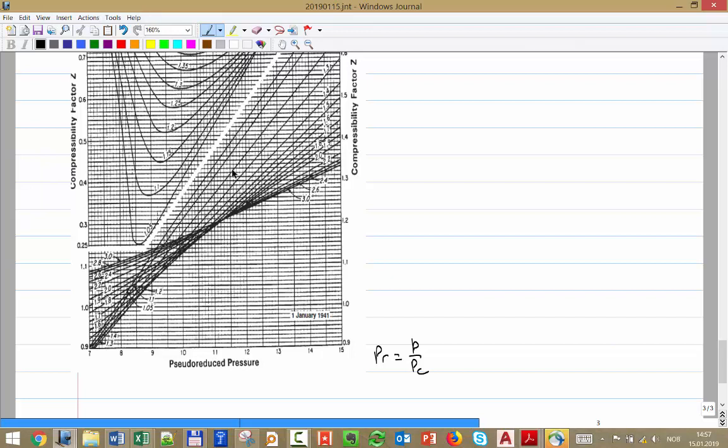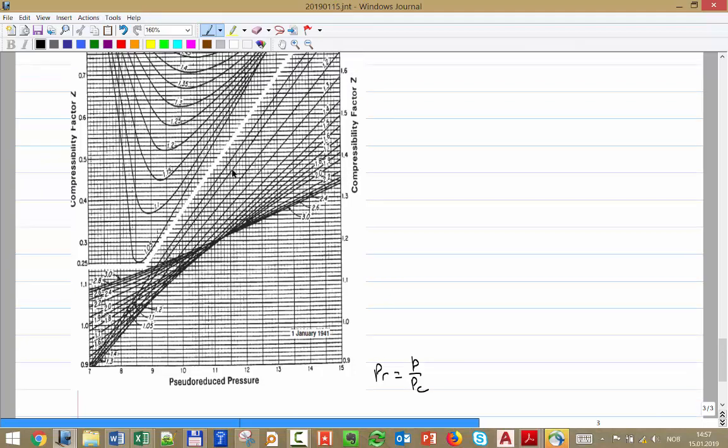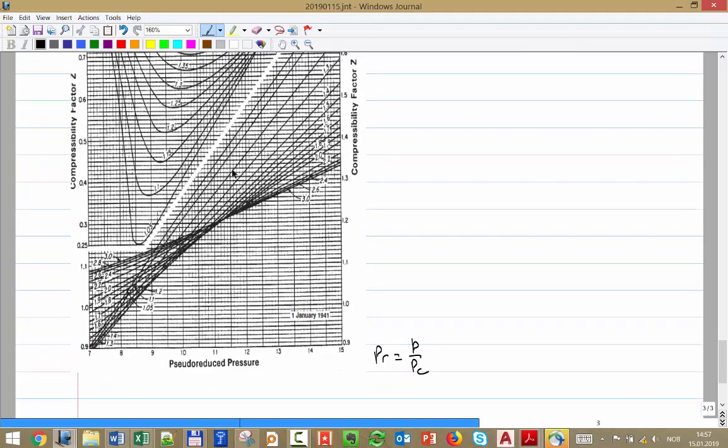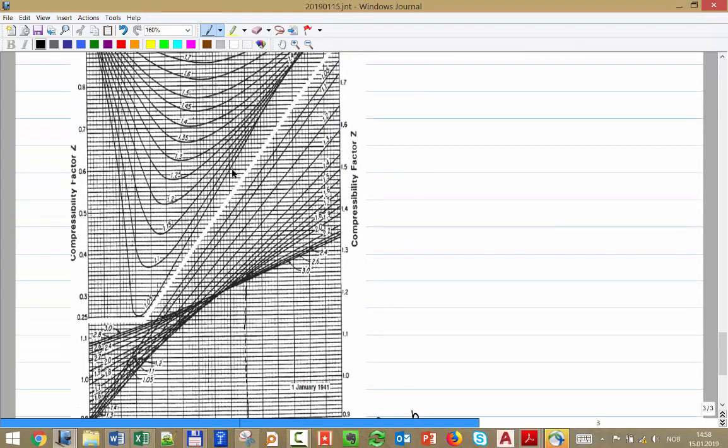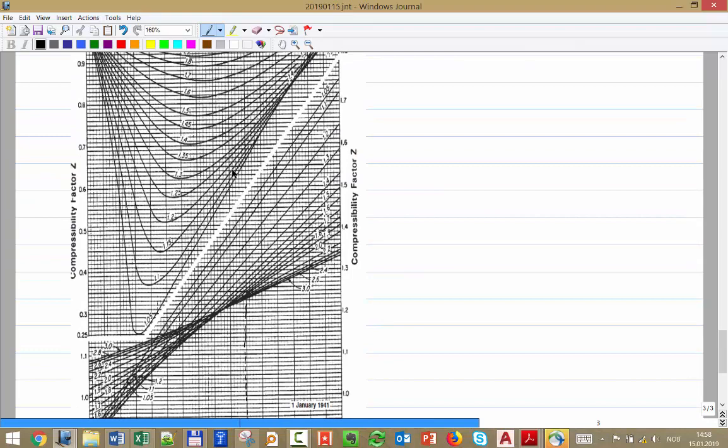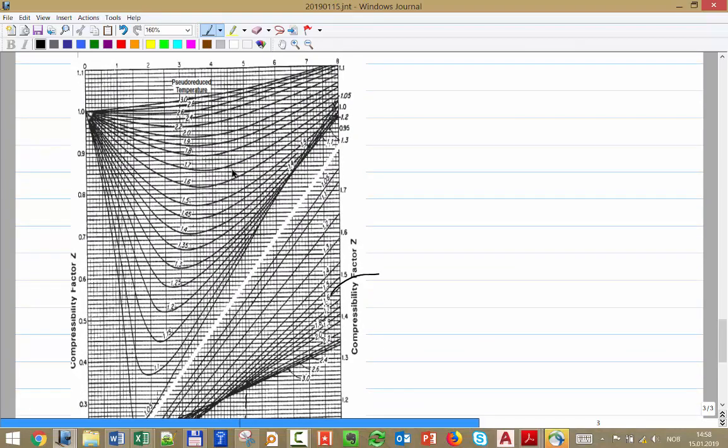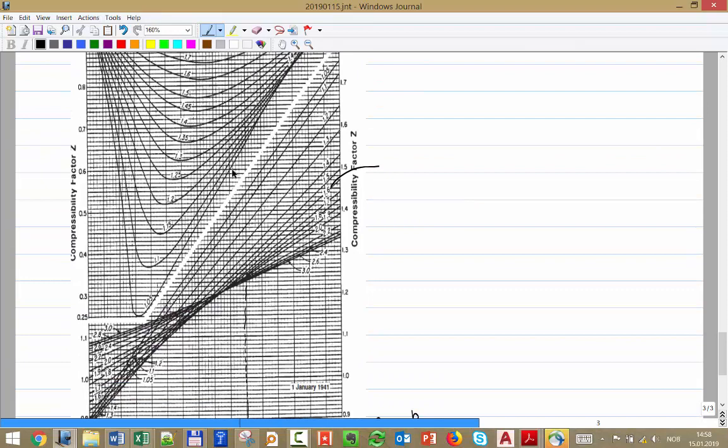I can also use it for a mixture, but I have to have the critical temperature and critical pressure of the mixture, which is not trivial. I have to find a way to do it. Then I enter with the line that has these numbers here, which are the reduced temperature, Tr, T divided by Tc.